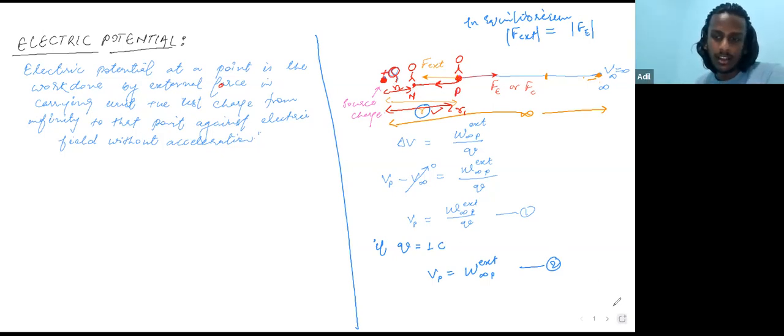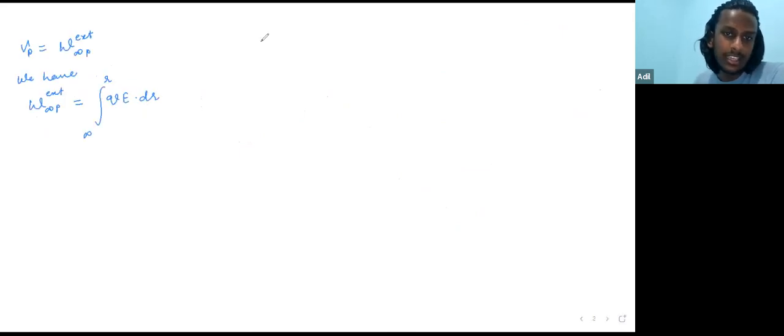When R is decreasing, then we can take here a negative sign. And this negative sign, in the previous lecture, if you remember, we had taken at this position: minus of Q E dot dr. Do you remember or not?